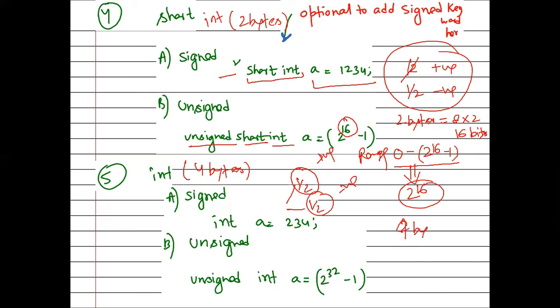4 bytes, meaning 32 bits. All these 32 bits would range up to 2 to the power 32 minus 1. Okay, and the total number would be 2 to the power 32, right? We are going to assign all those values to whole positive numbers. That's why the range starts from 0. There is no negative number involved here. So this is about the integer.